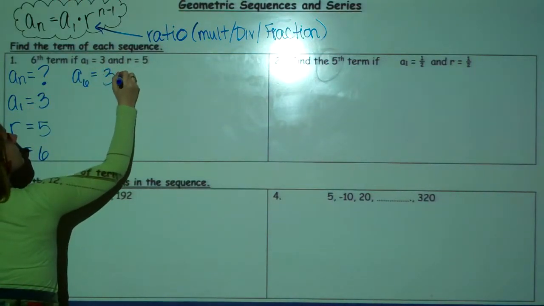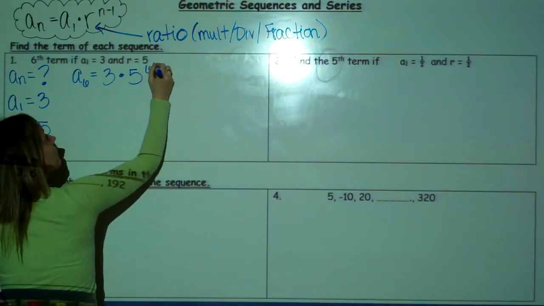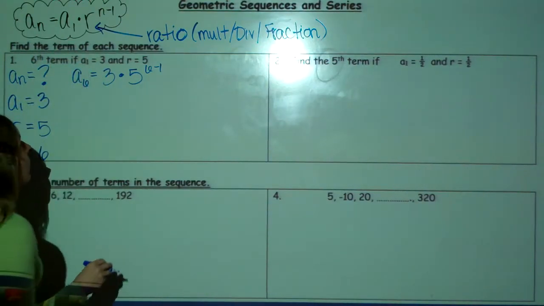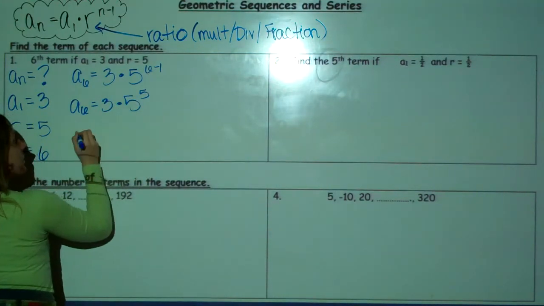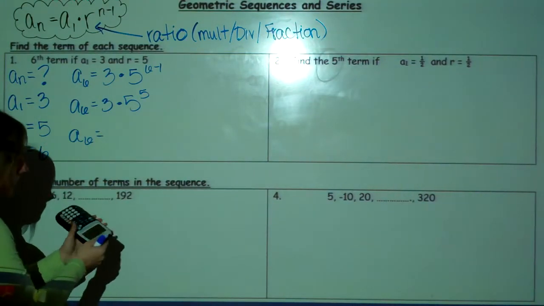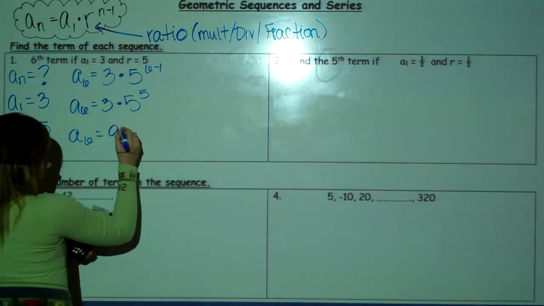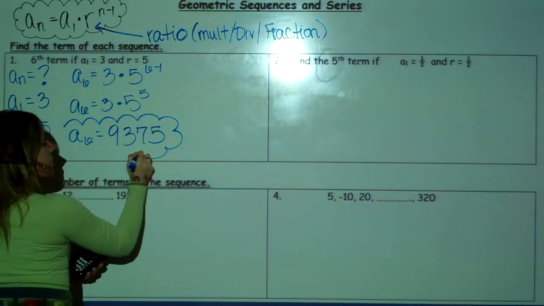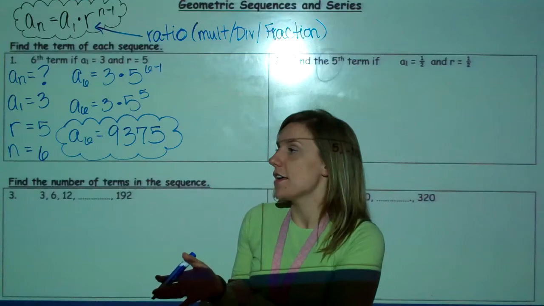The first term times the ratio with a power of 6 minus 1. That means I put in the term and I take away 1, so that is just 3 times 5 to the 5th, and I'm going to use my calculator from here. 3 times 5 to the 5th is 9,375.